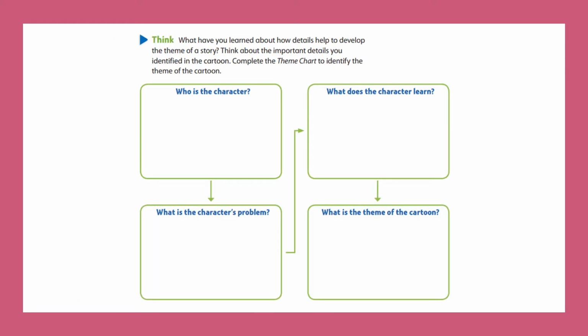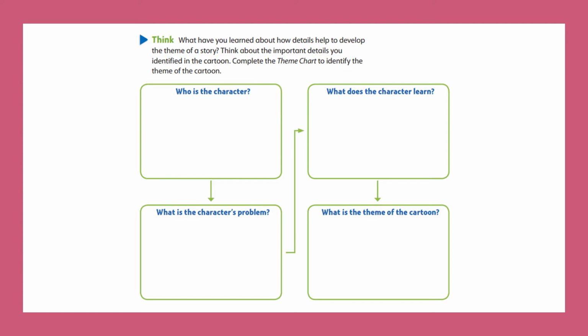The directions say think. What have you learned about how details help to develop the theme of a story? Think about the important details you identified in the cartoon. Complete the theme chart to identify the theme of the cartoon. So the first question it's asking us is who's the character? I go back to the picture.